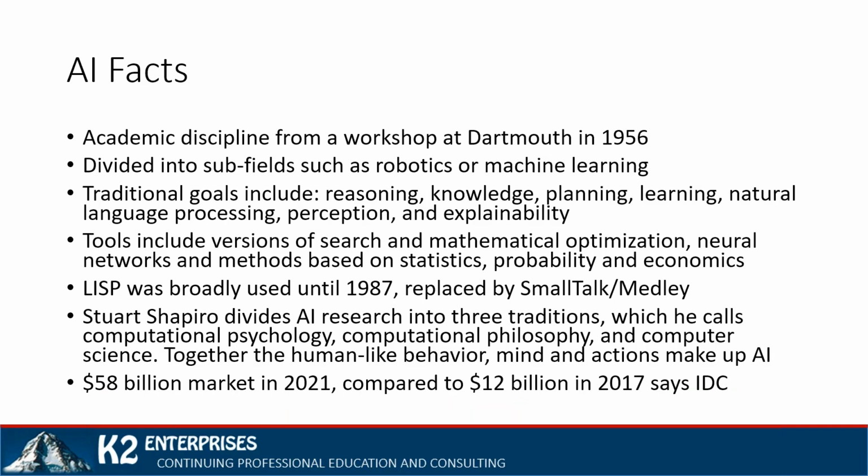Now, AI originally was an academic discipline, started out at Dartmouth in 1956, and so we look at robotics and machine learning. We'll do things like reasoning, knowledge, planning, learning, natural language processing, perception, and explainability.